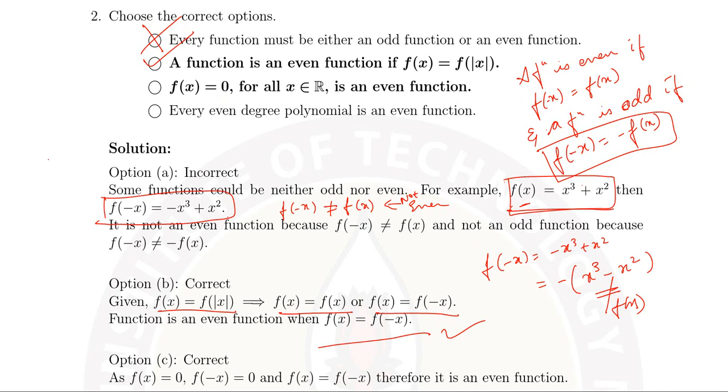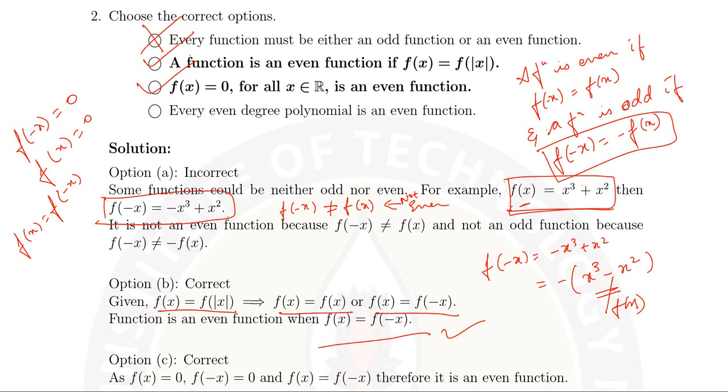So if I give f of minus x, it will still give me 0, and f of x, it will still give me 0. So what do I notice here? f of x is equal to f of minus x, right? Which is the definition of an even function, which is satisfied, therefore this option becomes right.